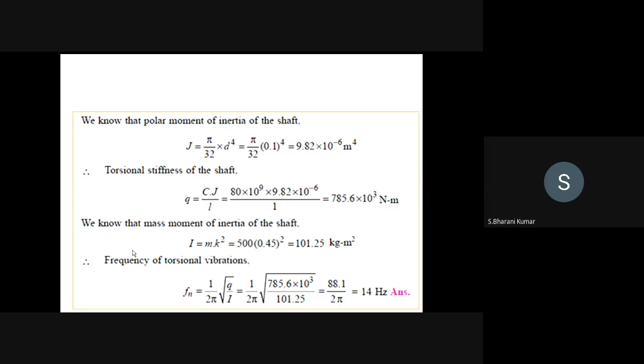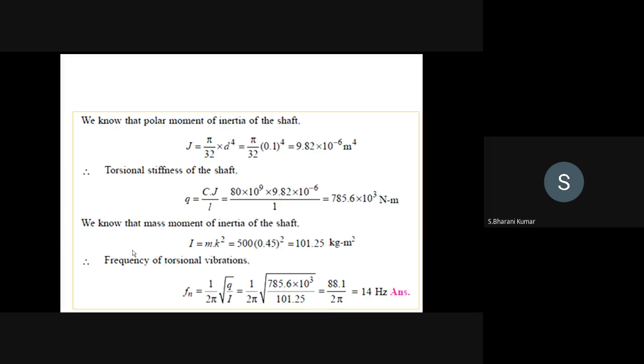This is the solving method. First, the polar moment of inertia calculation: J equals pi by 32 d power 4. The second one is the torsional stiffness of the shaft, Q equals C into J divided by L.